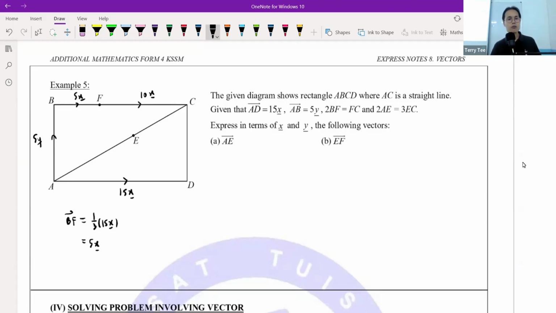All right, so if I want to go from A to E, let's find out your AC first, because they say AE. Okay, look at this one. AE is 3/2. Okay, sorry. I shouldn't do this first.